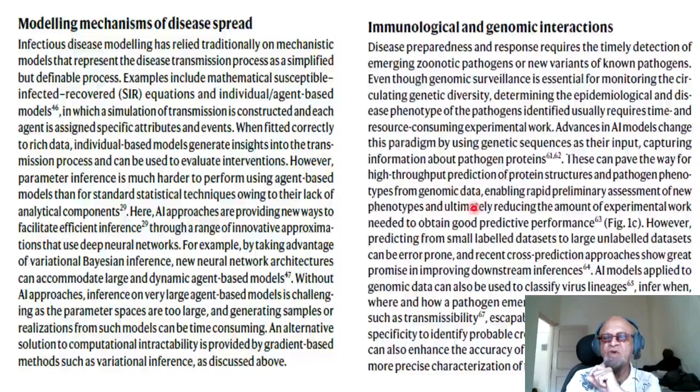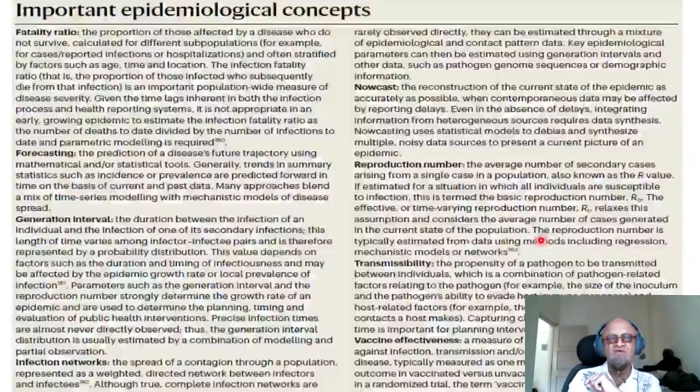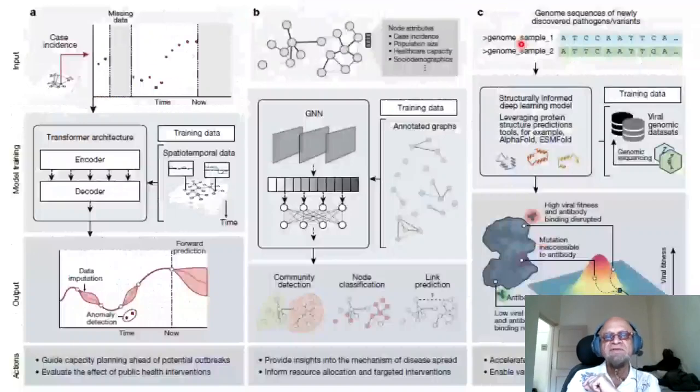These can pave the way for high throughput prediction of protein structures and pathogen phenotypes from genomic data, enabling rapid preliminary assessment of new phenotypes and ultimately reducing the amount of experimental work needed to obtain good predictive performance. We looked at it before in figure 1C, so this is what we were doing here.